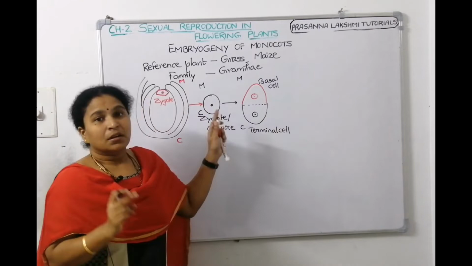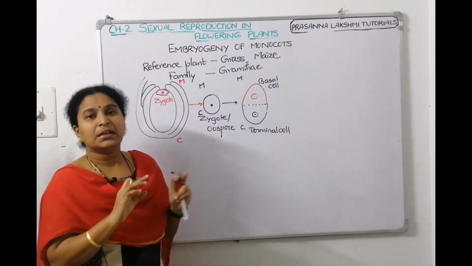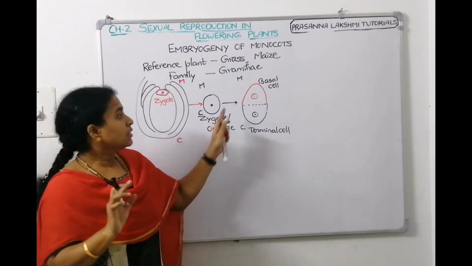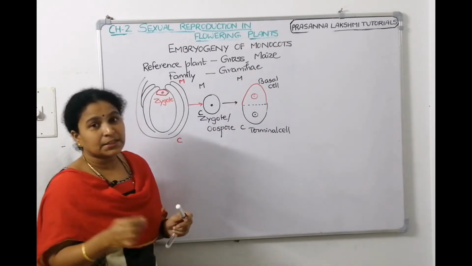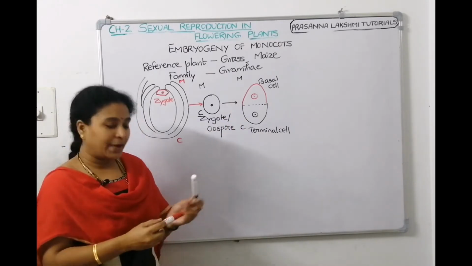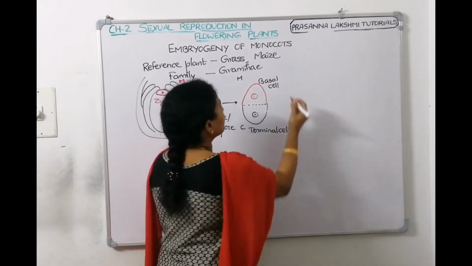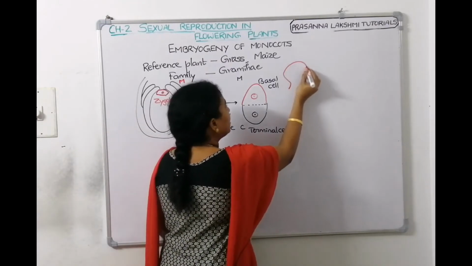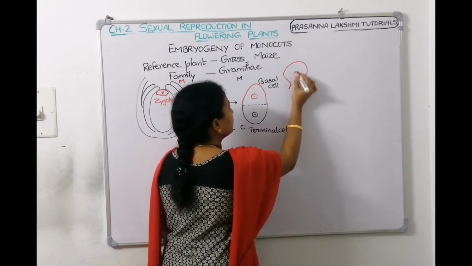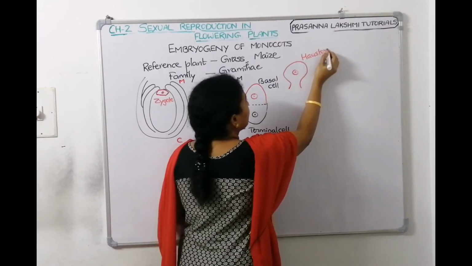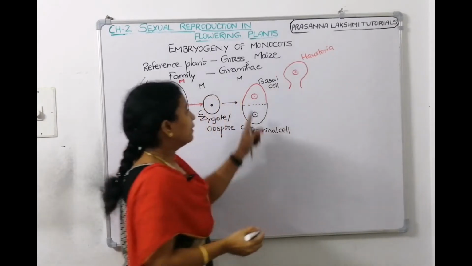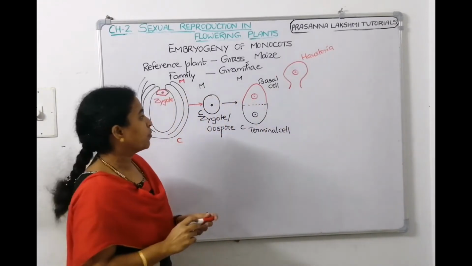Now, in the monocot embryo, the basal cell doesn't divide further. It enlarges and makes a haustorium. So, the basal cell in monocots will not divide further; it enlarges and makes a haustorium. So, this is the haustorium developed from the basal cell towards the micropylar end.